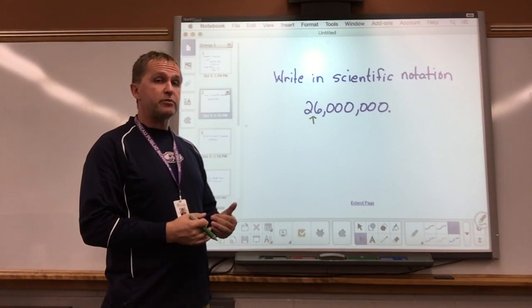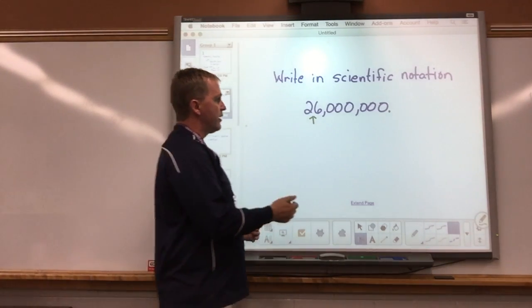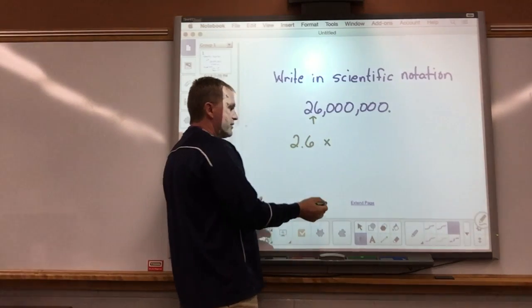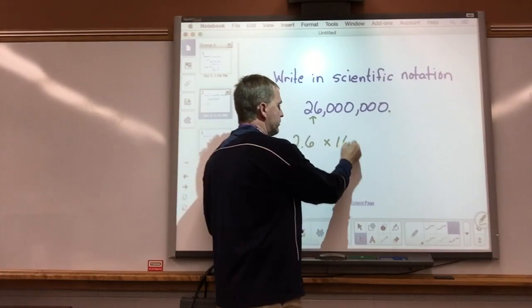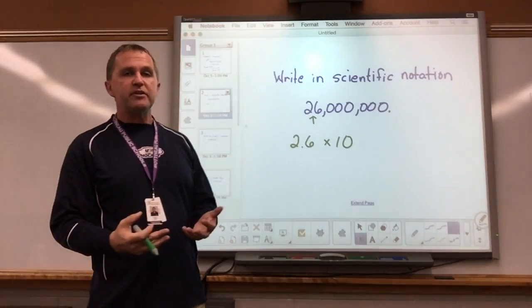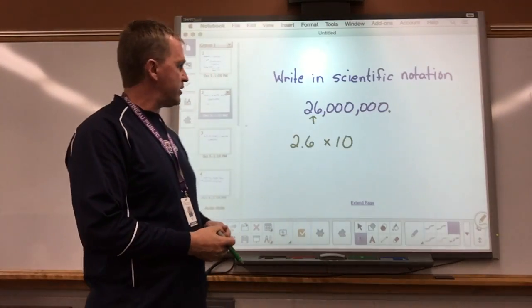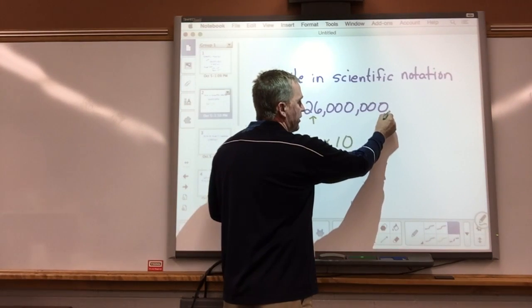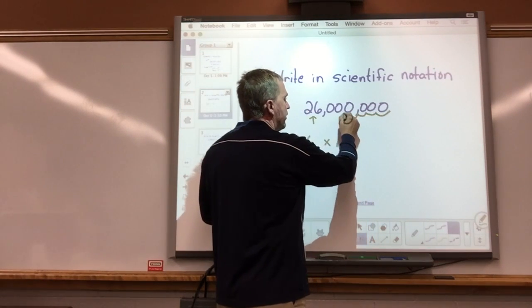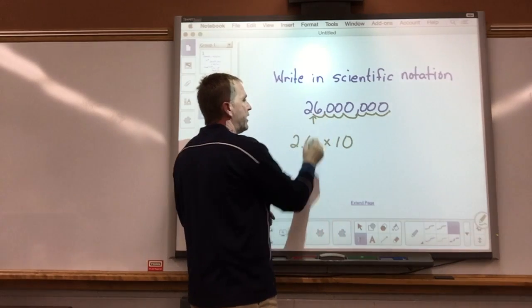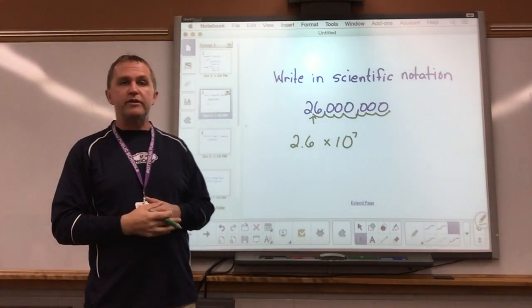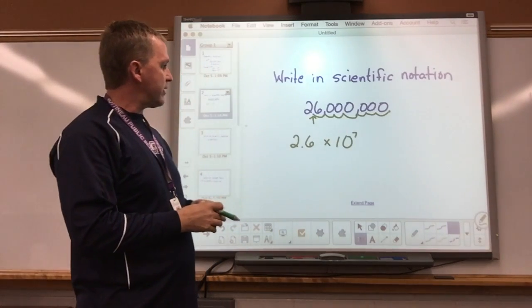So we need to move that decimal spot to the left, and we need to write that so it becomes the number 2.6. Scientific notation says that's going to be times 10, and the question is how many spots has that decimal point moved over? In this case, you could simply count them out if you wanted to. You could just start here and say there's 1, 2, 3, 4, 5, 6, and 7 to get to that spot. Therefore, the answer would be 2.6 times 10 to the 7th.